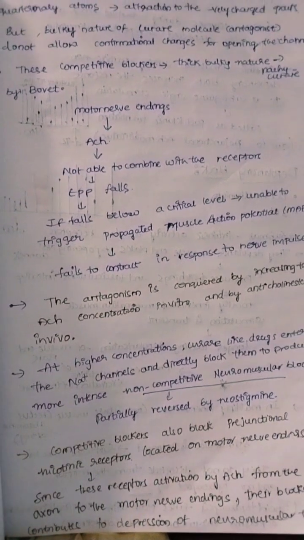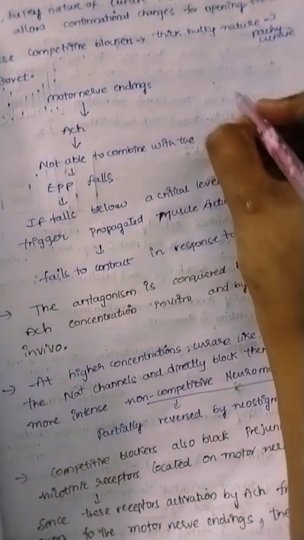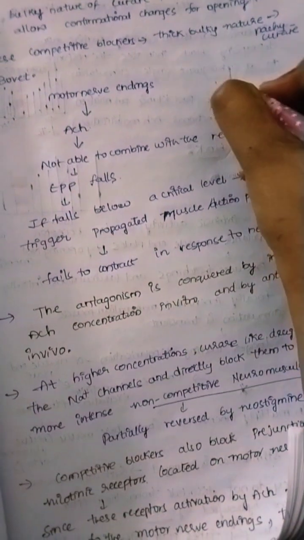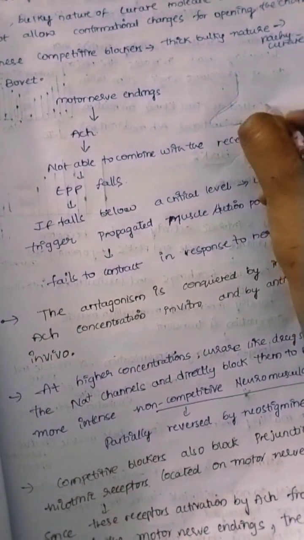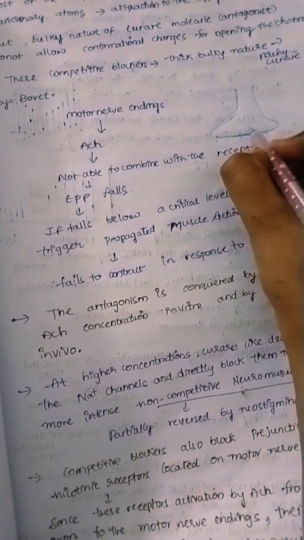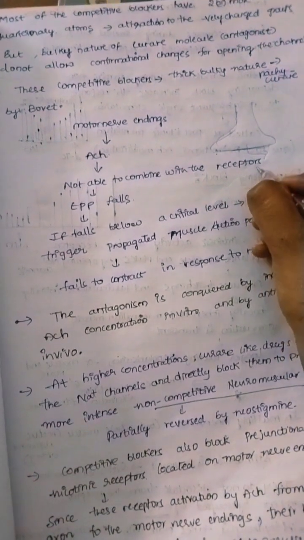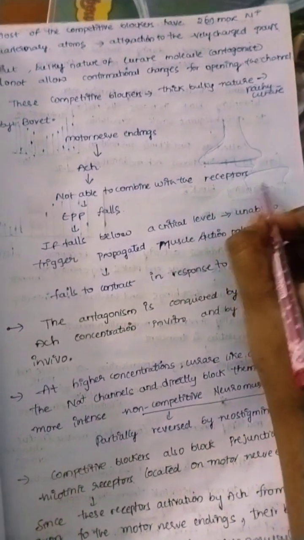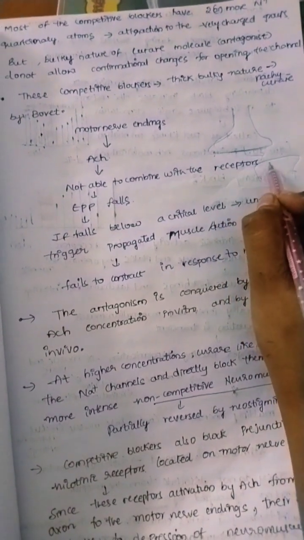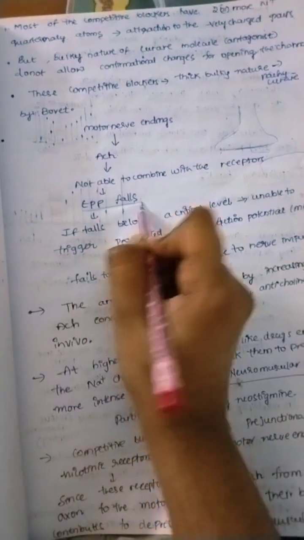Now if we see, this is the neuromuscular junction. From this, acetylcholine will be released, and it will bind to the receptors. If it can't bind to the receptors, then the end plate potential will fall.